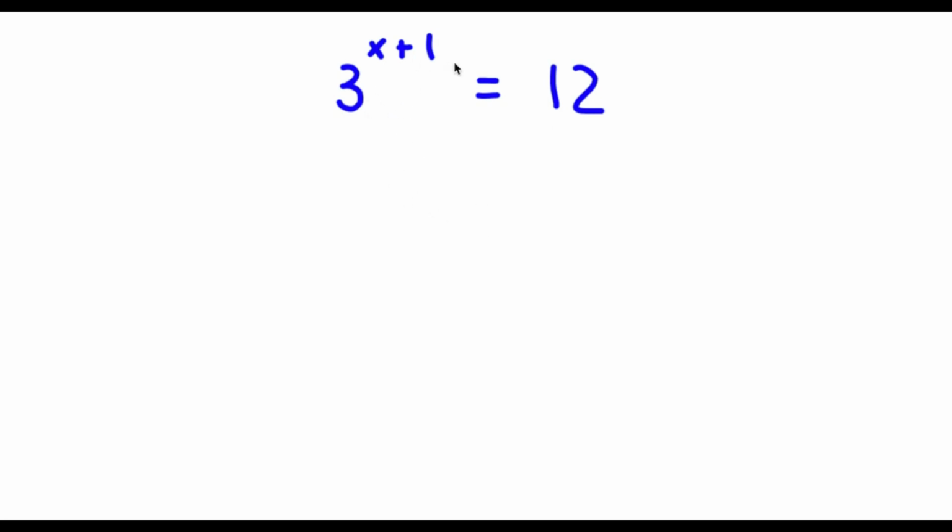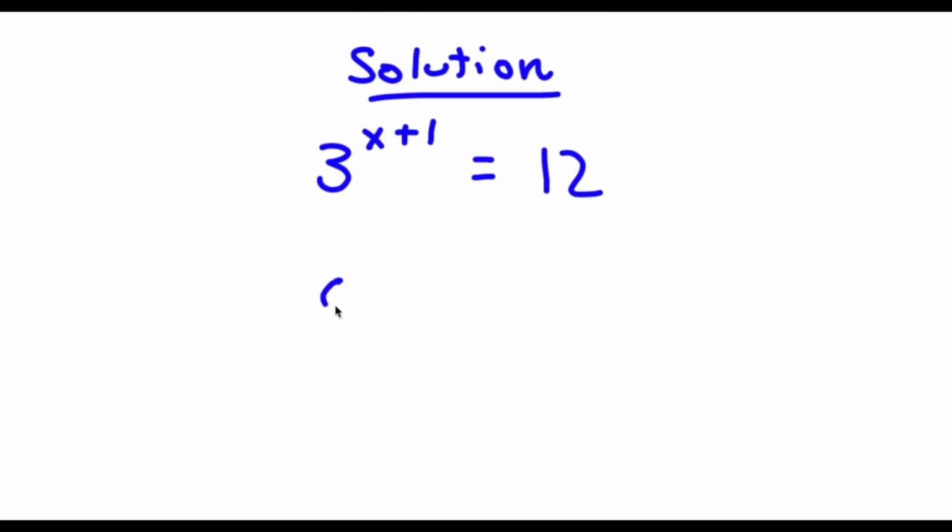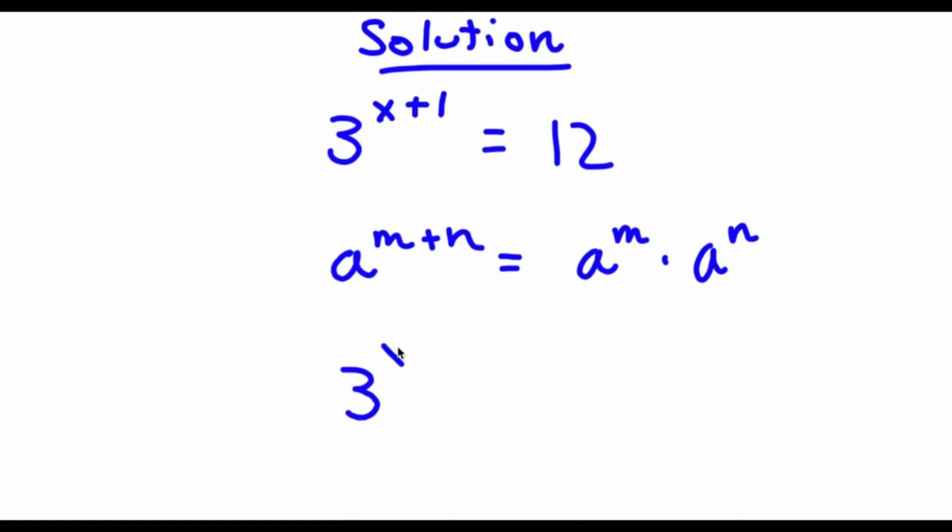Alright, so I have 3 to the power of x plus 1 is equal to 12. So I'm going to find the value of x here. So for my solution, first start with 3 to the power of x plus 1 is equal to 12. Now, if I have something in the form a to the power of m plus n, this is equal to a to the power of m times a to the power of n. So in this case, 3 to the power of x plus 1, we can write this as 3 to the power of x times 3 to the power of 1. Now this is equal to 12.